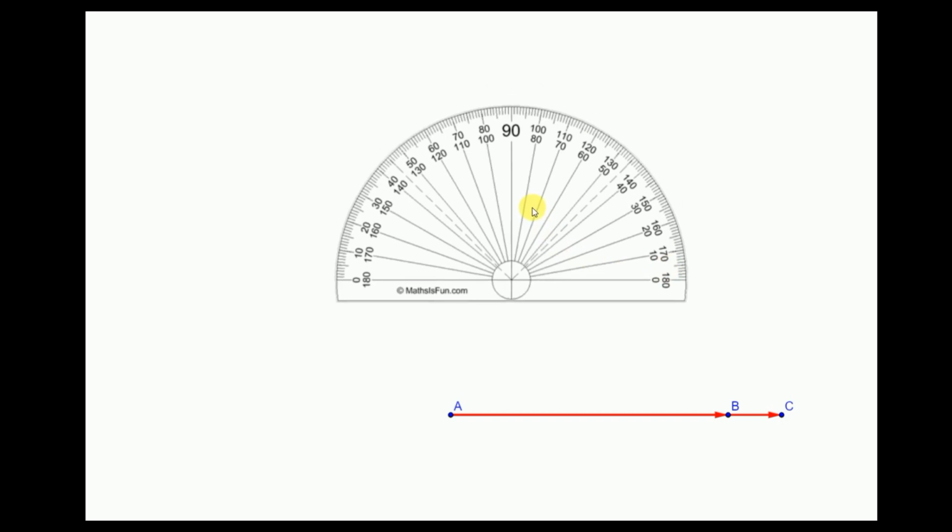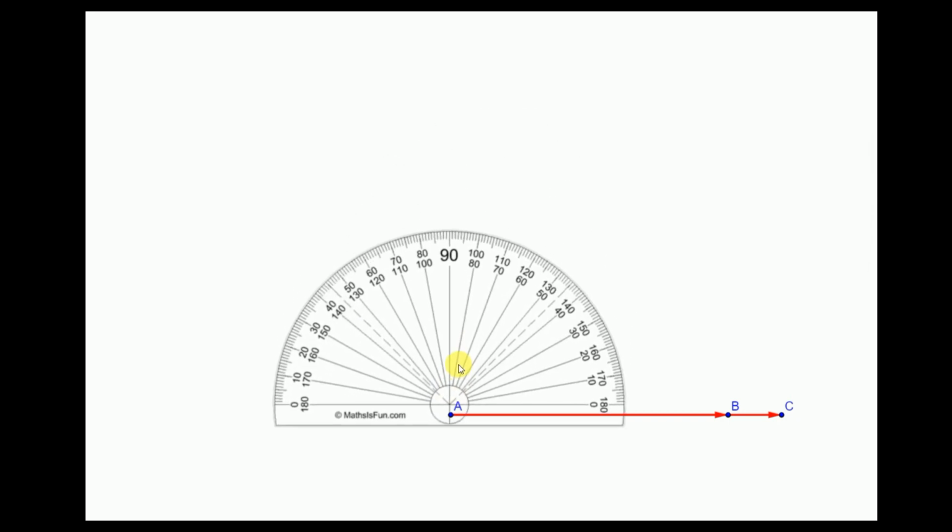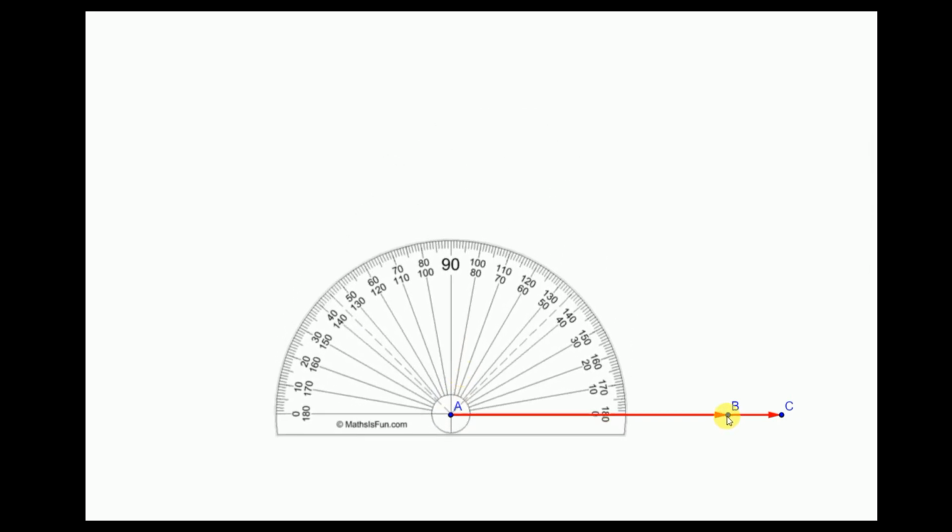We use a protractor to measure an angle by first placing the center of the protractor on the vertex of the angle, because measuring an angle is in fact measuring the amount of rotation that we need to do to go from the first side AB of this angle to reach the side AC.